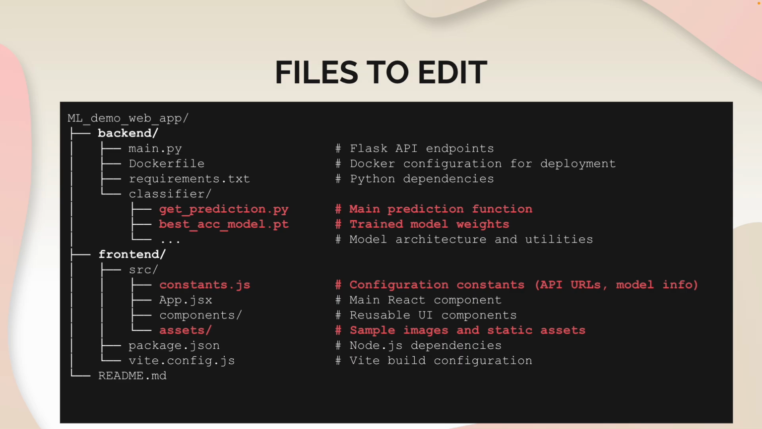And then on the front-end side, you need to upload your sample images to your asset folder and configure the constants file. It contains model information such as the model description, links to your GitHub or the paper, and it also contains the URL to your backend API once you deploy it.